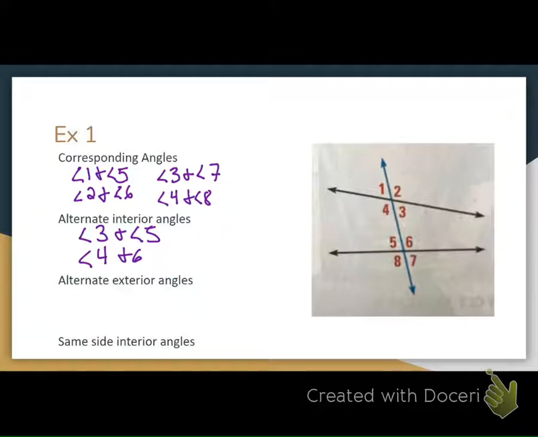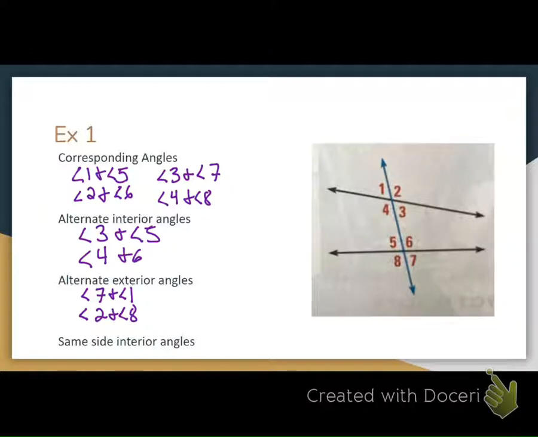Okay, we are doing alternate exterior angles. 7 and 1. So you see they're both on the outside of the lines, but on opposite sides. And then can you tell me the other one? 2 and 8. Yep, 2 and 8. So we see again opposite sides, outside of our lines, alternate exterior.